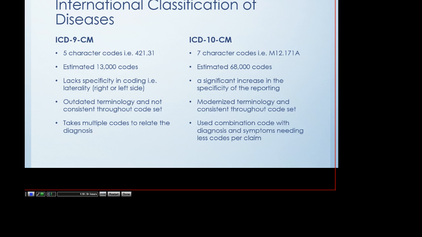ICD-9 has outdated terminology and it's not consistent throughout the code set. And in ICD-10 we're going to see more modern terminology, things that we're used to hearing the doctors say, and more consistency throughout the code set. In ICD-9 it may take a few codes to relate the entire picture of what's going on with the patient. In ICD-10, we see more use of combination codes that also have a diagnosis along with a symptom.